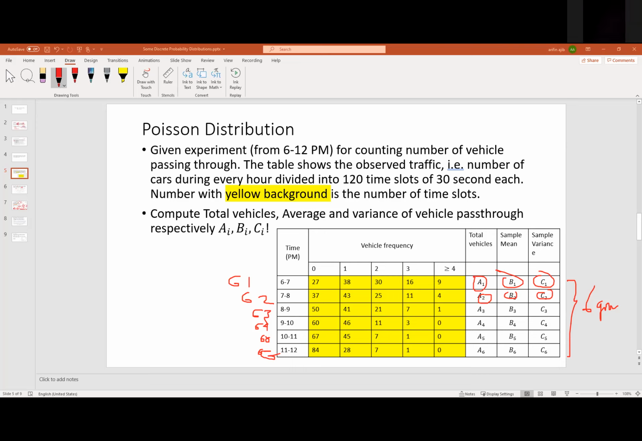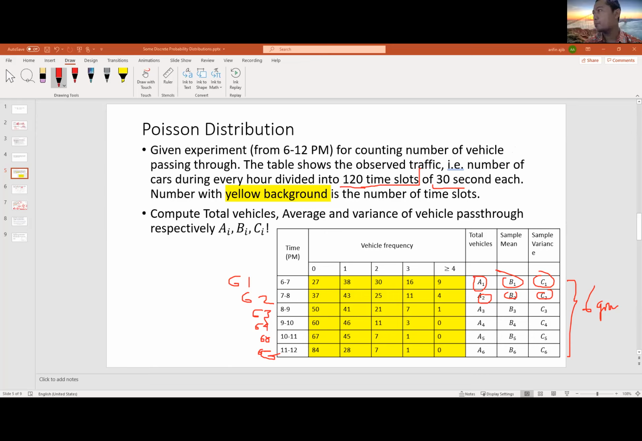Sir, I have a question. I still don't understand what time slots mean. One hour is divided into 120 time slots. Until this point, clear? So each time slot consists of? Okay, 30 seconds. Yeah, 30 seconds.